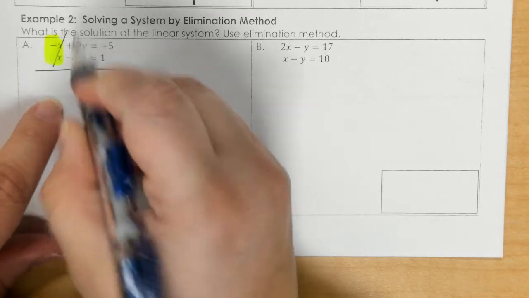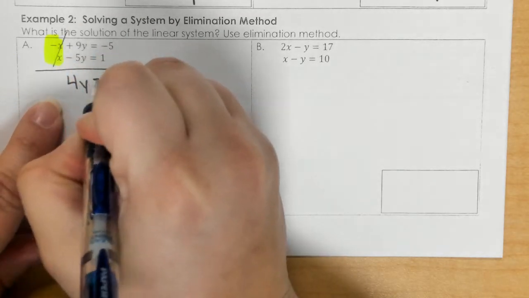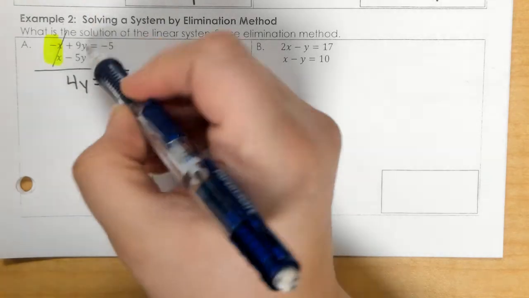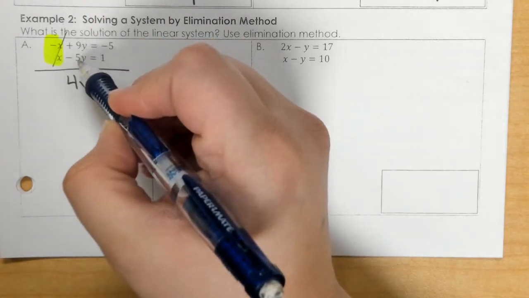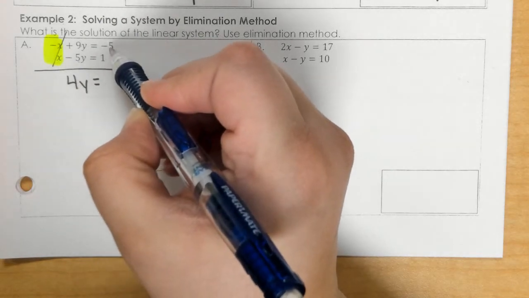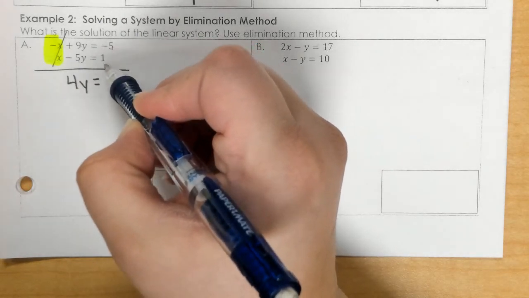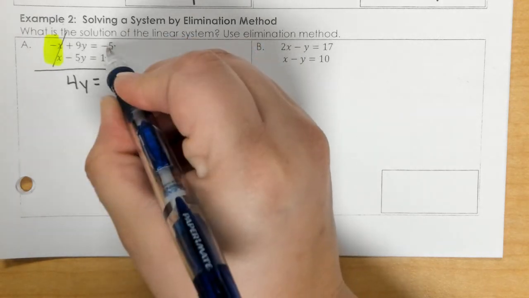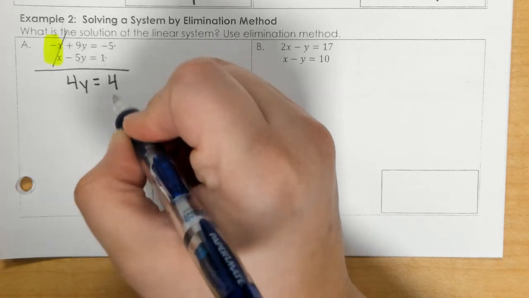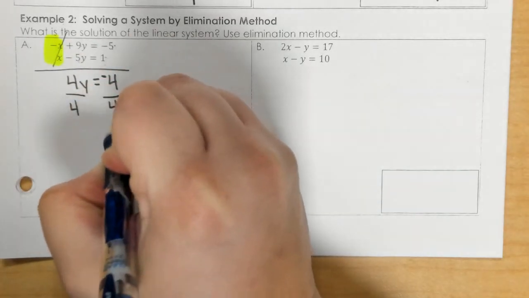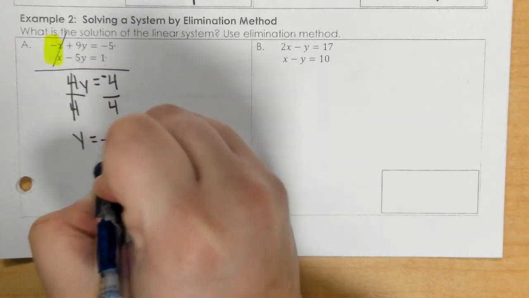So if I combine, I get 4y. And I use the word combine because combine can mean add or subtract. And in this case, we have different signs, so we're subtracting. Here, we're also going to combine, which means subtract in this case because there are different signs. So 5 minus 1 is 4, but we're going to keep the negative sign because the 5 was larger than 1. Then we divide by 4, and y is negative 1.